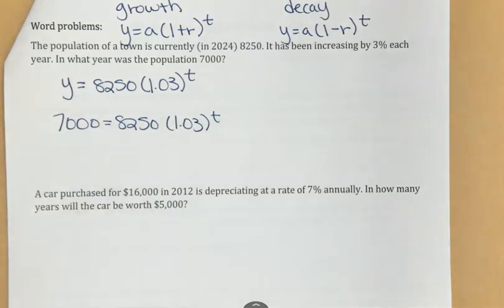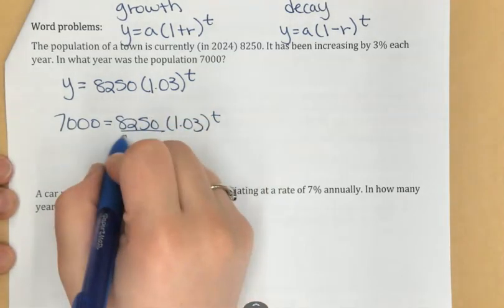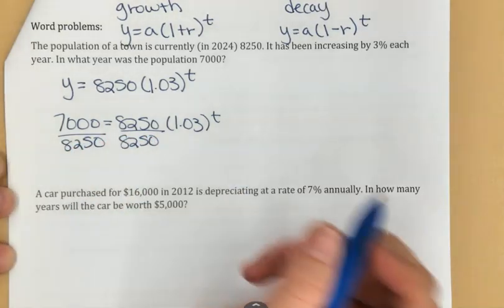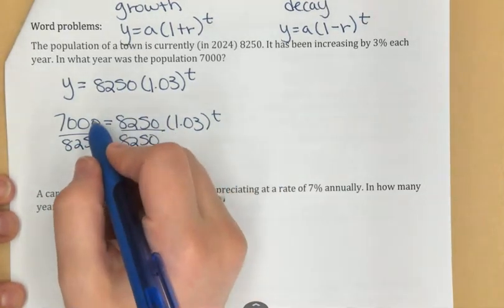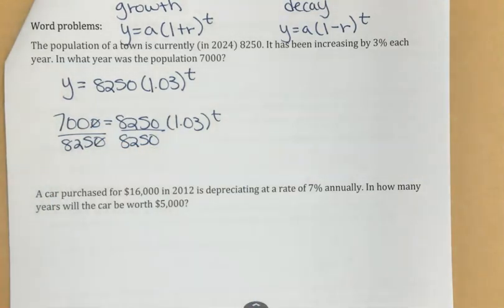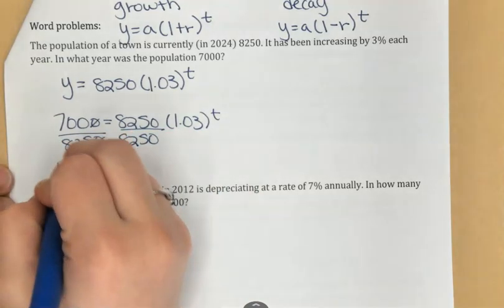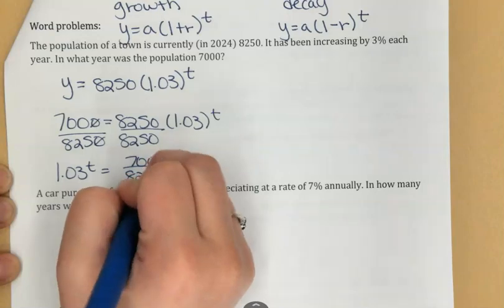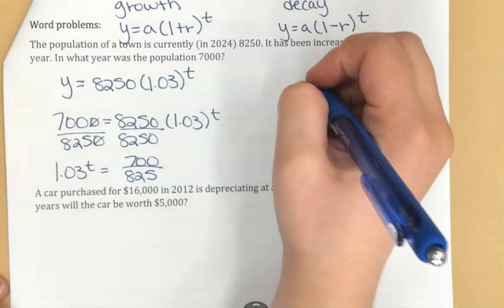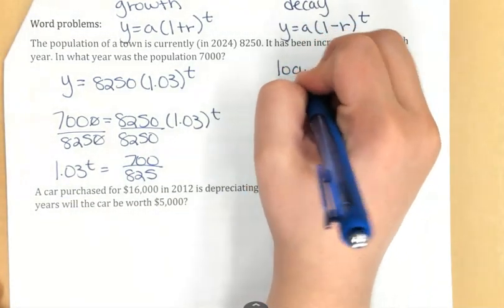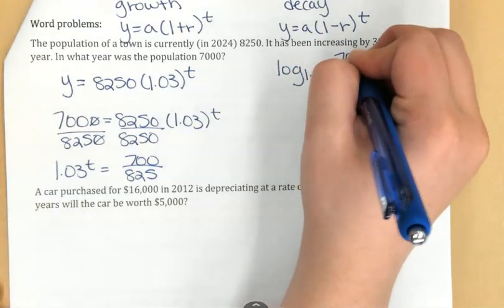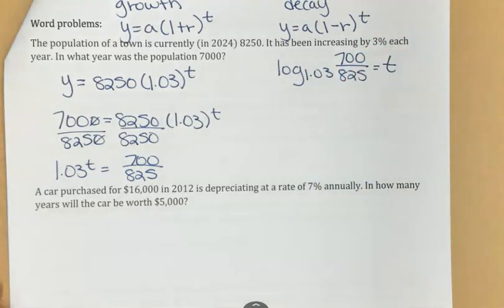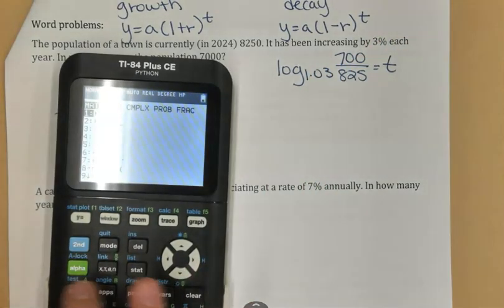So I'm going to get my exponential by itself first by dividing by 8,250. And this is going to stay as a fraction. And what I could do just to make life a little bit easier is go ahead and cut off those zeros. So 1.03 to the t power is 700 divided by 825. Now that my exponential is by itself, I can write this as a log, and it's going to be log base 1.03 of 700 over 825 is equal to t. This is where I get my calculator out.